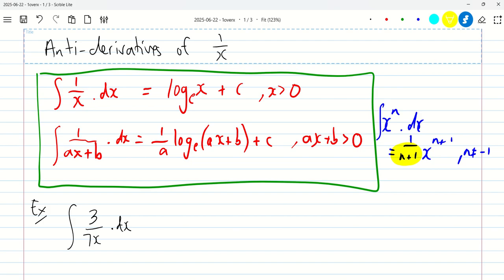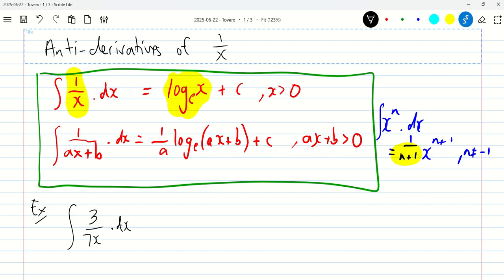So when it's 1 over x, when the power is -1, we need to do something different. Hopefully your math teacher will teach you in class about where this antiderivative comes from. I'm not going to spend time on that today. The antiderivative of 1 over x is beautiful: it's log e of x, plus c.